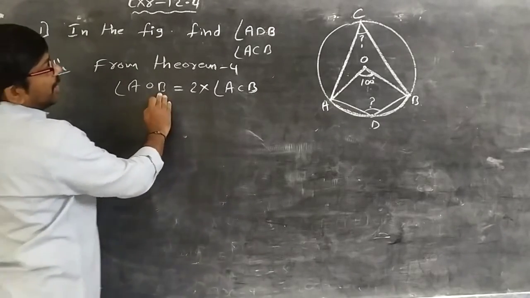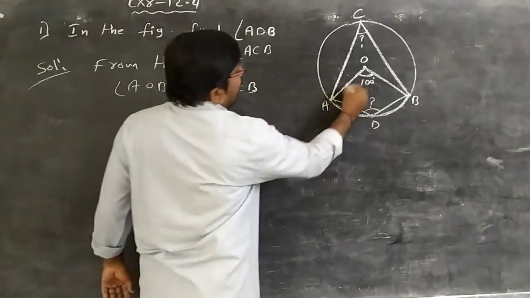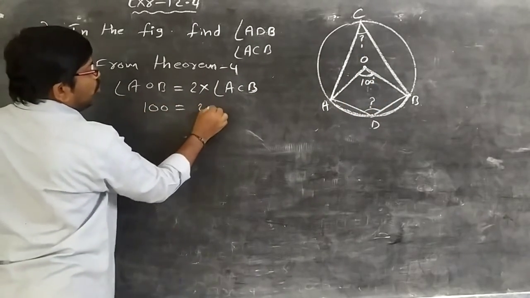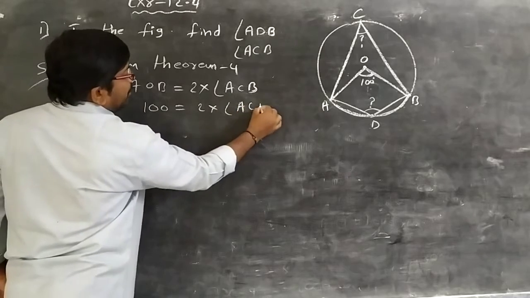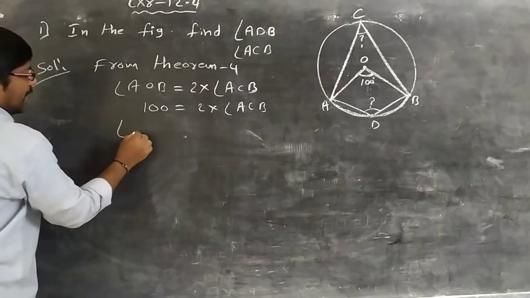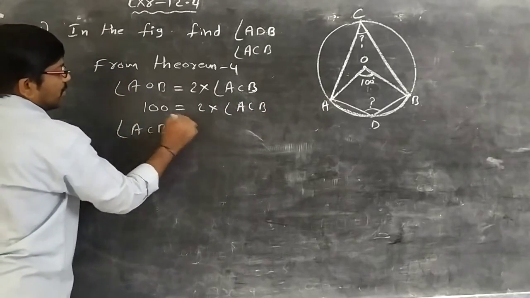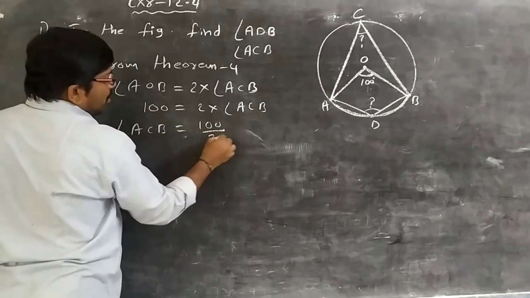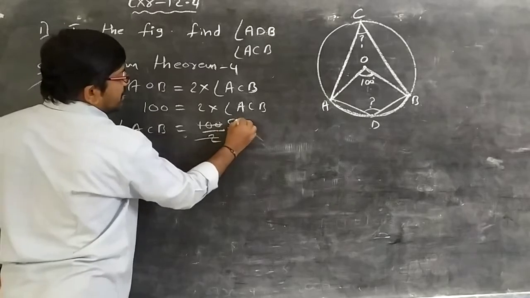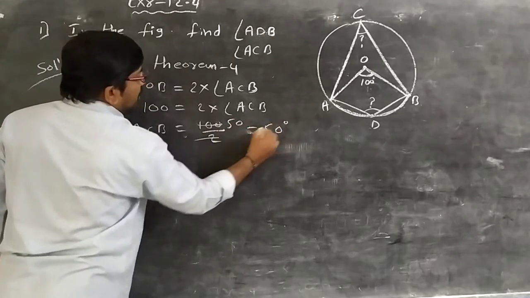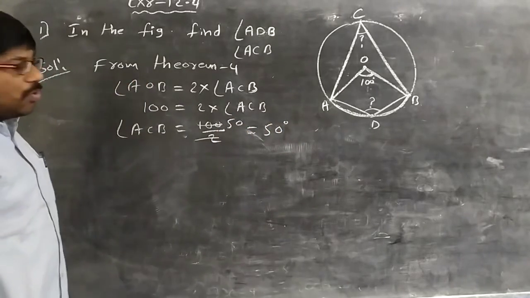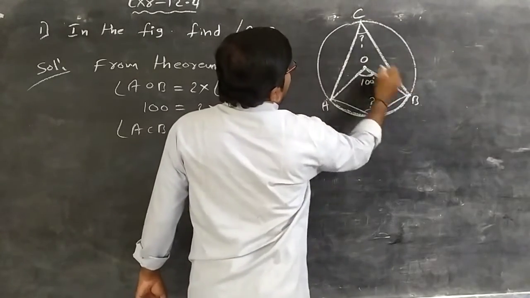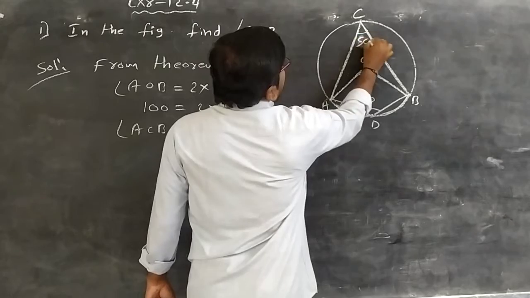We know AOB. What is AOB? Here AOB is 100. 100 is equal to 2 into angle ACB, right? Then angle ACB is equal to 100 divided by 2. Two fifties are 100. That is equal to 50 degrees. Angle ACB equals 50 degrees. See, angle ACB is 50 degrees.